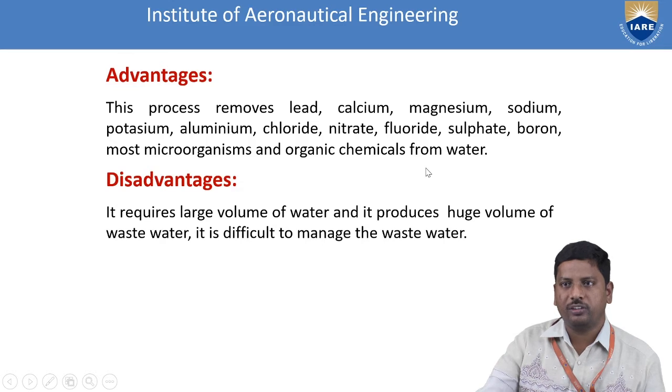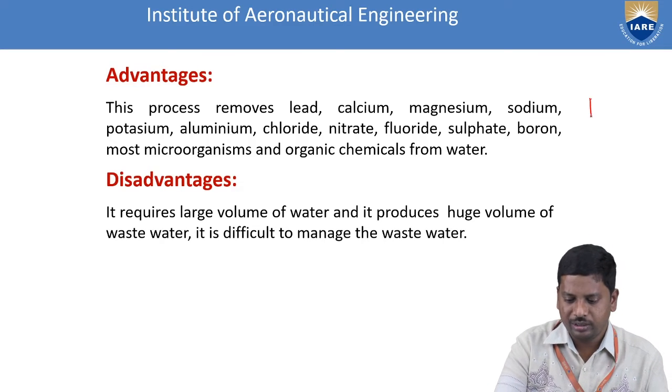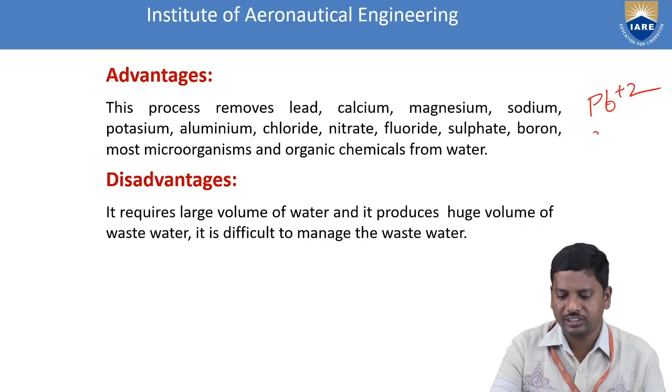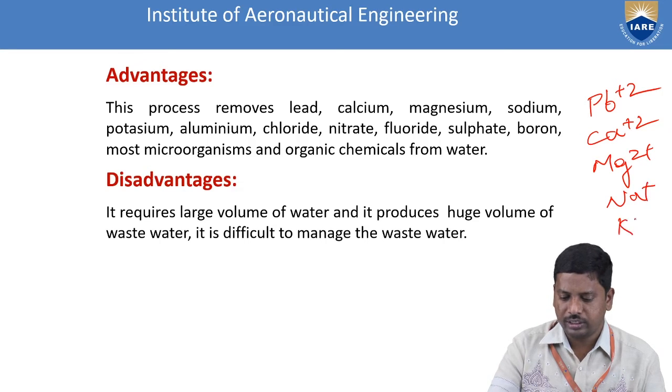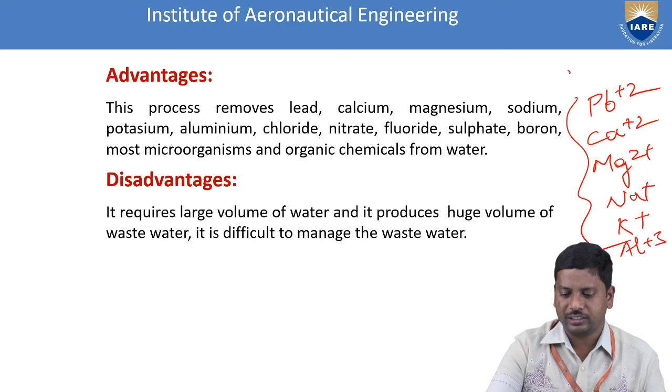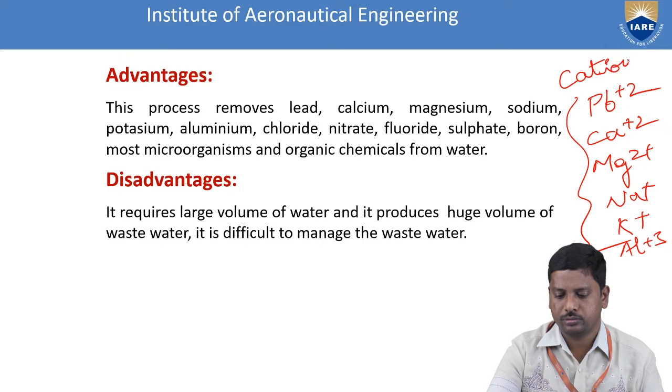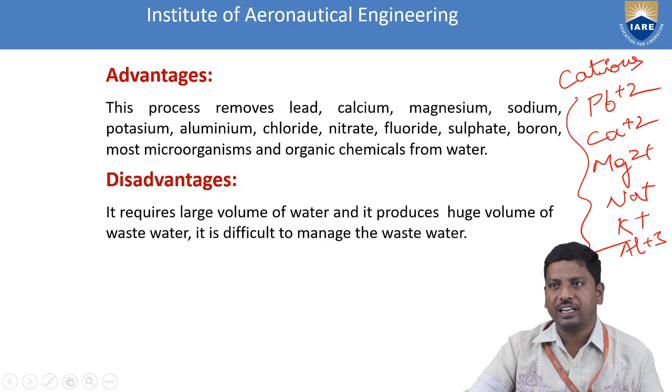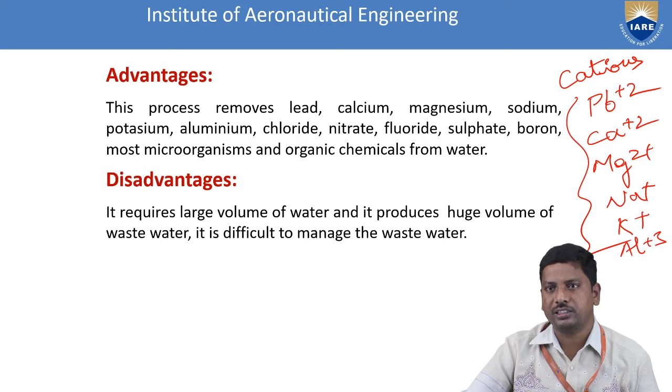From this point you can understand: lead means Pb2+, calcium means Ca2+, magnesium means Mg2+, sodium means Na+, potassium means K+, and aluminum means Al3+. All of these are cations. These cations belong to the periodic table, most probably first group and second group elements, that means alkali and alkaline earth metals. So these types of metal ions can be removed by the reverse osmosis process.